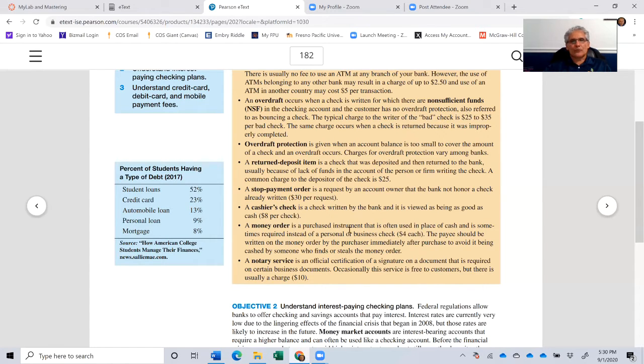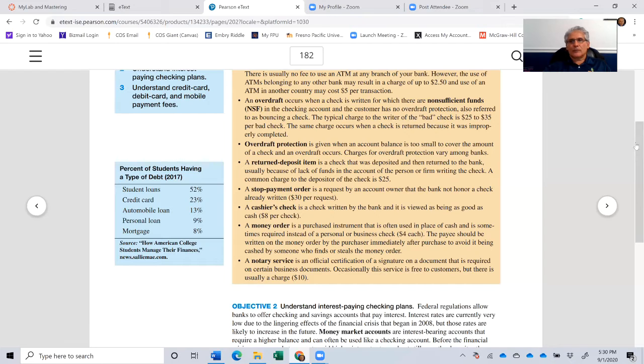A money order is a purchased instrument that is often used in place of cash and is sometimes required instead of a personal or business check. Typically, they cost about $4. The payee should be written on the money order by the purchaser immediately after purchase to avoid it being cashed by someone who finds or steals the money order.